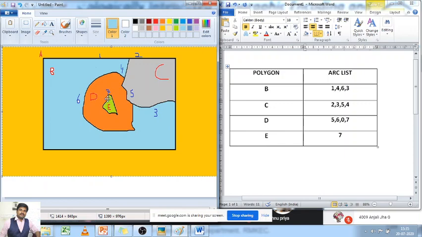So for D, everybody has given 5, 6 and 7, but I have given an extra value, 5, 6 and 0, 7. Okay, so 5, 6 and 0, 7. So can anybody guess why I have given that 0? Yeah, I'll tell you.